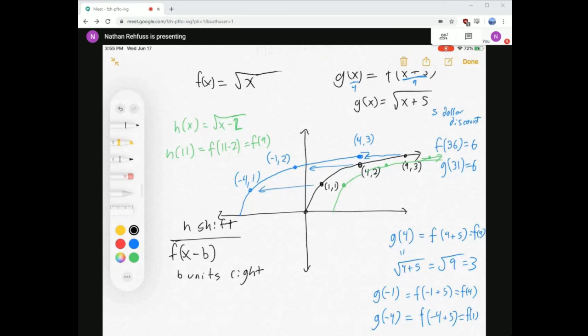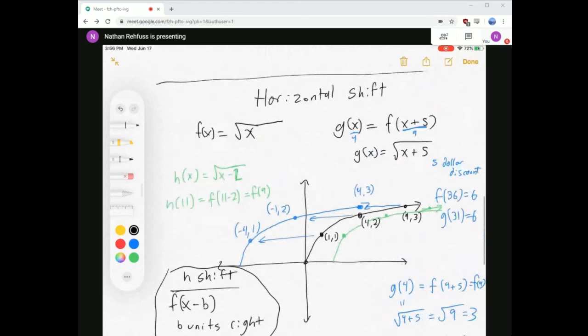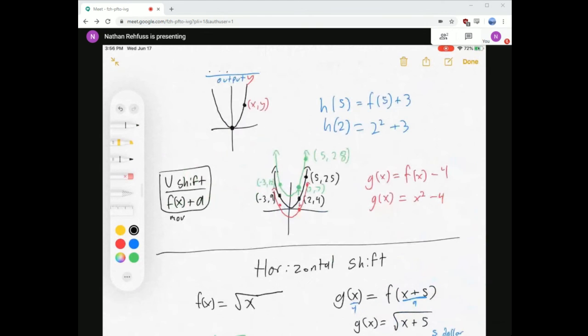So the horizontal shift, it feels like it's backwards. It feels like adding should move you to the right, but in fact you want to subtract. Whereas vertically, this would move you a units up. So now we've got our vertical shifts and our horizontal shifts, and we can even put these together.